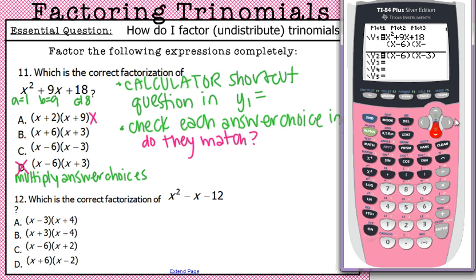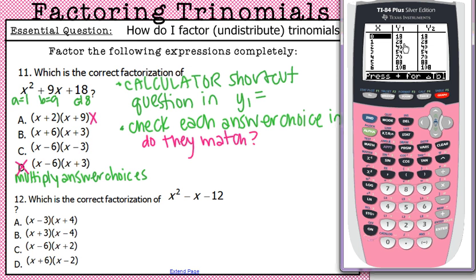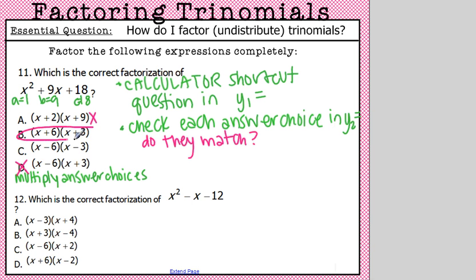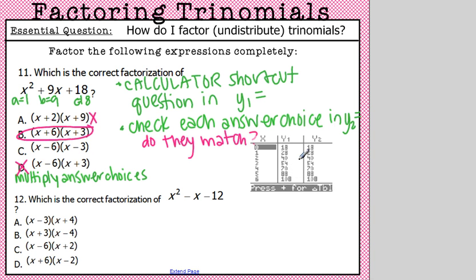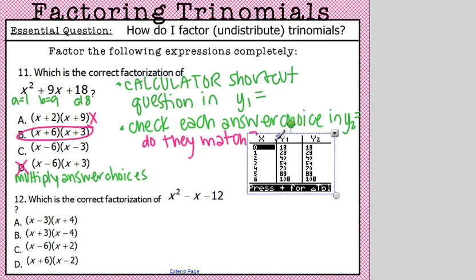So when I plug in B, again, we're just changing the signs in here. And I'm going to go look at the table. And if you notice, every single y value matches up. So my answer would be letter B because every single y was the same. Okay, so when I look in the table, everything is the same, or you look at the graph and it matches up, you only see one graph in there.